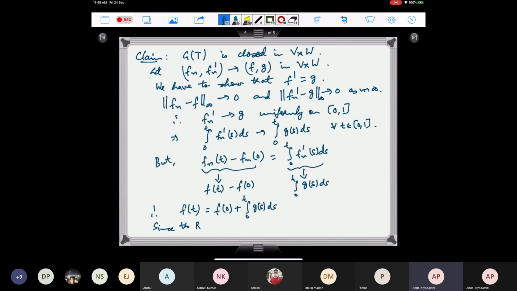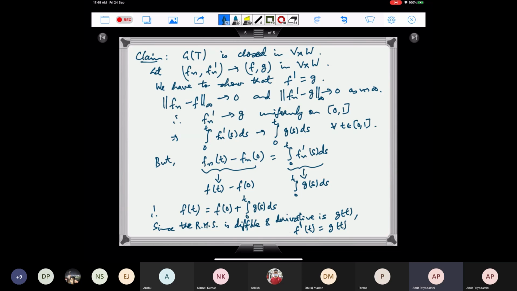Since the right hand side is differentiable and its derivative is g of t, we get f prime of t is equal to g of t. And this is what we had to prove, that f prime is equal to g. If we prove that, this implies that (f, g) belongs to the graph of T. So that means that the graph is closed.